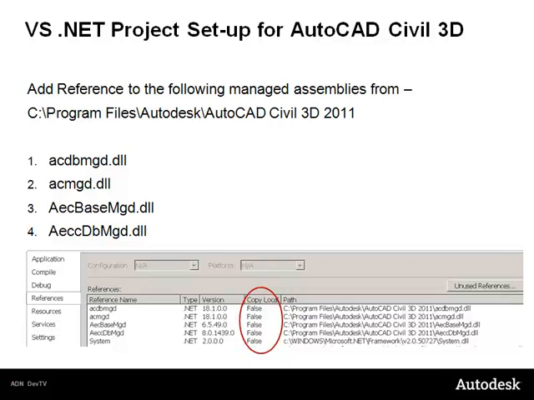To allow debugging and reduce the disk space requirement for your project, you should select these libraries in the Visual Studio Solution Explorer and set the copy local property to false. A little background information on why we need to add a reference to aecbasemgd.dll when all the Civil 3D functionalities are housed in the aeccdbmgd.dll assembly.